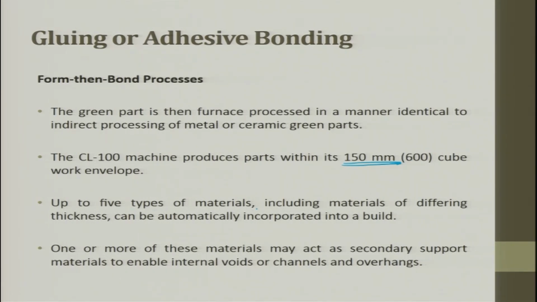Up to 5 types of material, including materials of different thickness, can be automatically incorporated into the build. So, this means that varying material and varying thickness is possible.